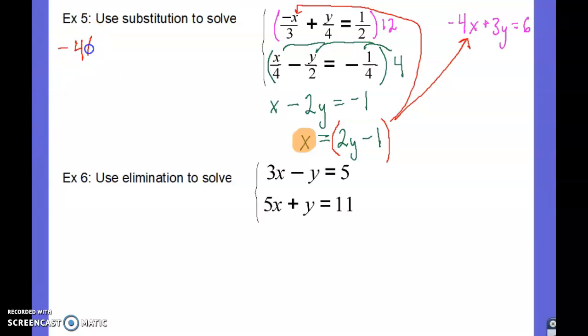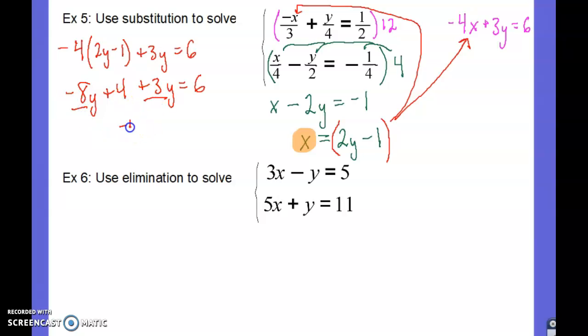Negative 4, replace x with 2y minus 1, plus 3y is equal to 6. Now distribute. So we're at negative 8y plus 4 plus 3y is equal to 6. So I'm going to do two things. I'm going to combine like terms. That's negative 5y. And I'm going to subtract 4 to the right side. 6 minus 4 is 2.